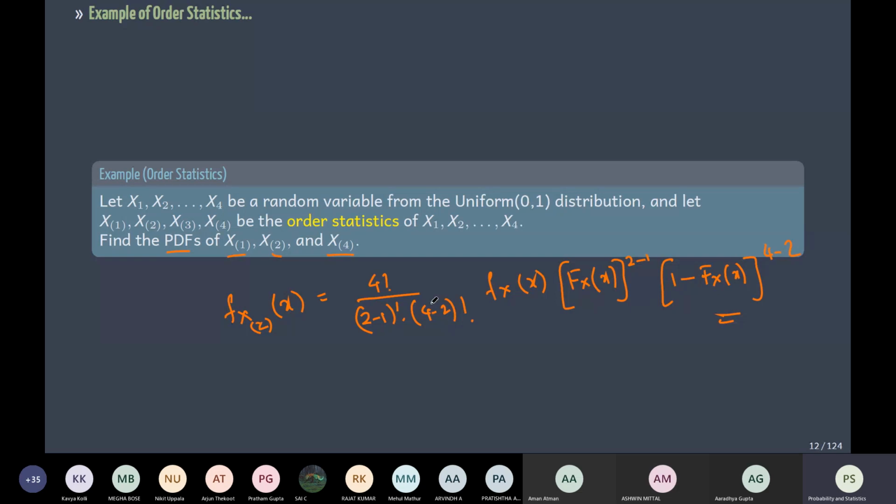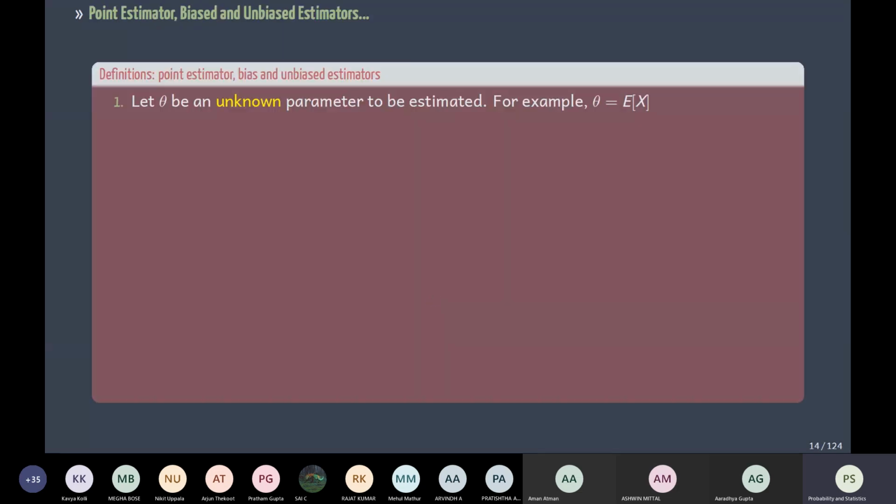Okay, so that's a very simple application of the previous. What we saw in the last slide is order statistics, right? And what are the CDF and PDF? Okay, now we move on to estimators. So let me define a point estimator.